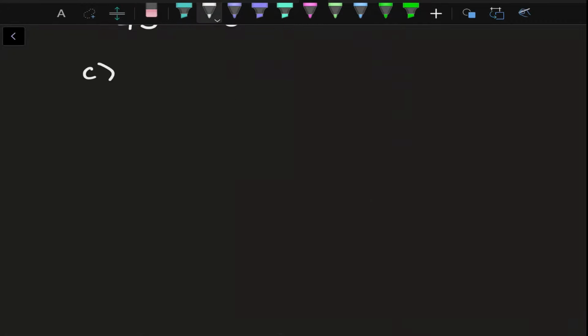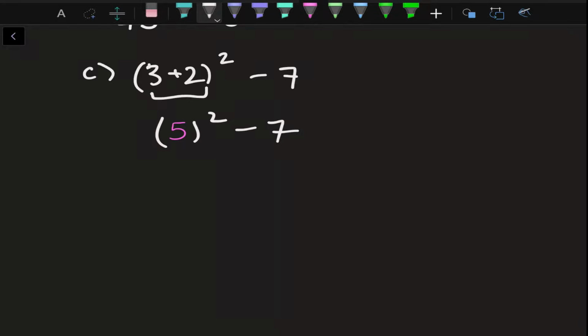C. Another one with precedence. So I have 3 plus 2 squared minus 7. Okay, so take a moment there. Pause the video. Check this out on your own. Okay, so we'll hop right in. So I want to do those brackets first. Brackets first, always. 3 plus 2, 5. And now we have 5 squared minus 7. Exponents, always exponents second. 5 squared. 5 times 5 is 25. 25 minus 7 is equal to 18. And 18 is our answer.